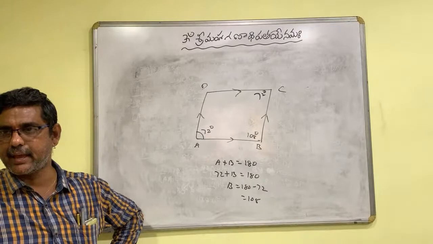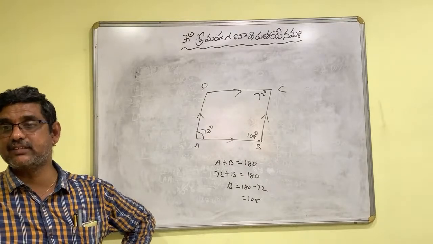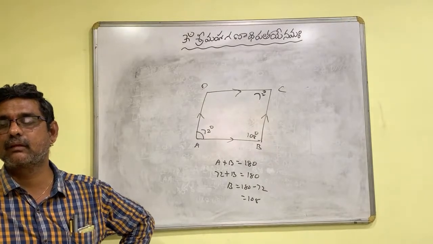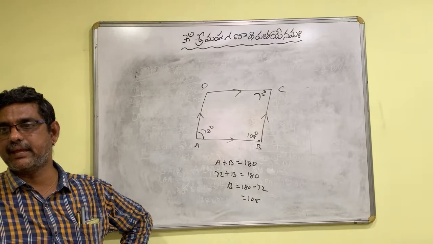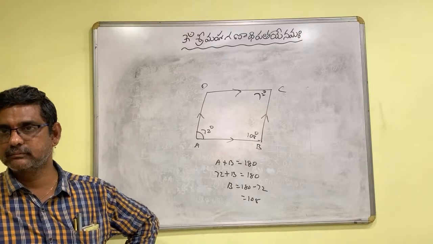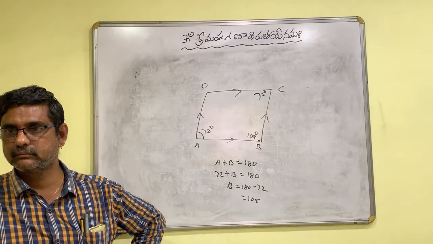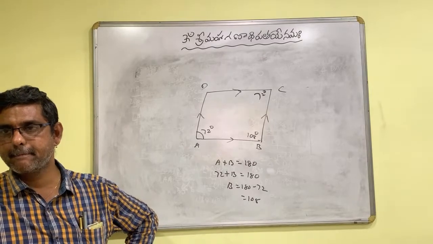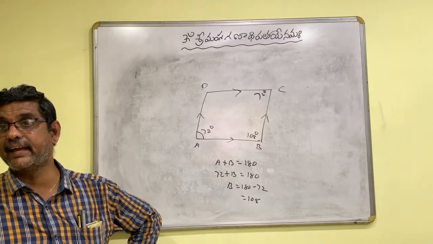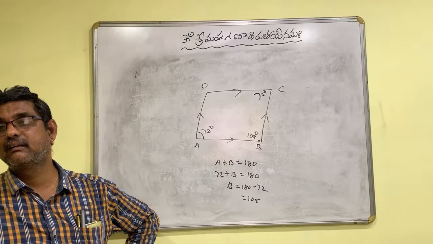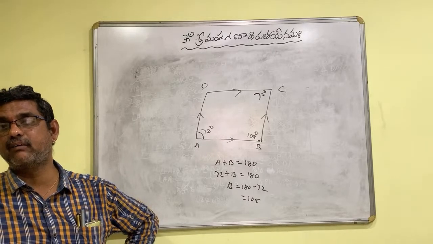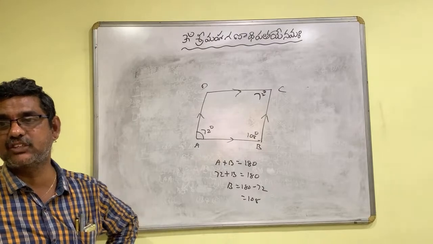Now angle B is 108. Then what is angle D? Angle D is also 108. What is the reason? Opposite angles are equal. Very good.